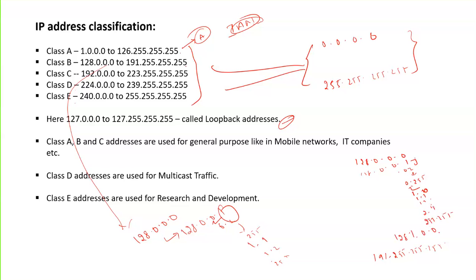128.1.0.0 again. So here 1.0.1, 1.0.2, it will go on like that. So these many IP addresses we have. You got the logic, right? Yeah. So these many IP addresses we are having.